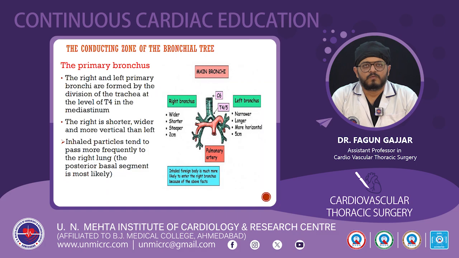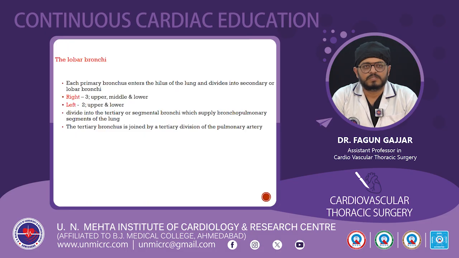The conducting zone of the bronchial tree. First one is the primary bronchus. The right and the left primary bronchi are formed by the division of the trachea at the level of the 4th thoracic vertebra in the mediastinum. The right bronchus is shorter, wider, and more vertical than the left. Inhaled particles tend to pass more frequently to the right lung, the posterior basal segment most likely.